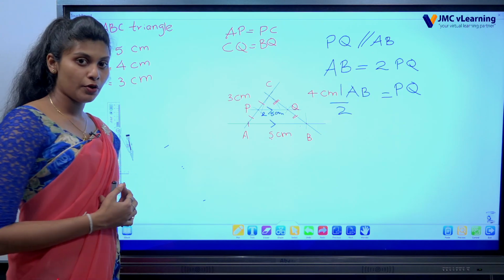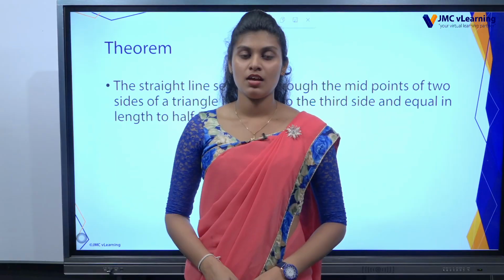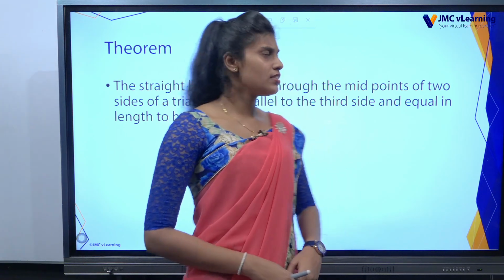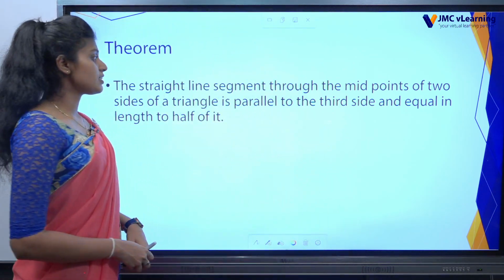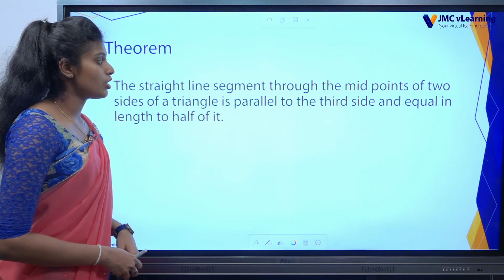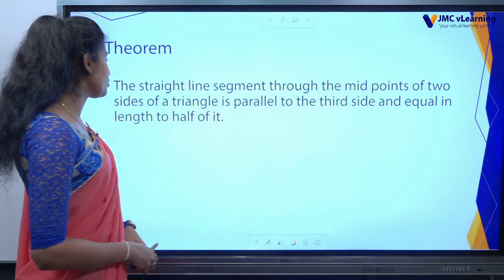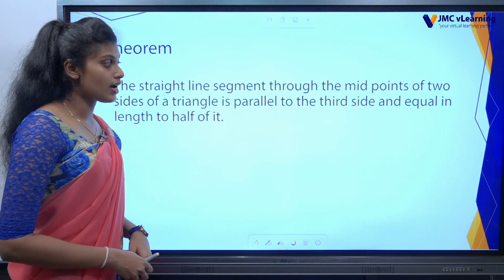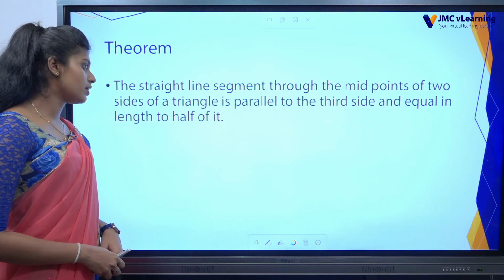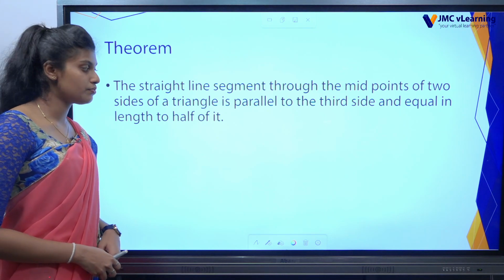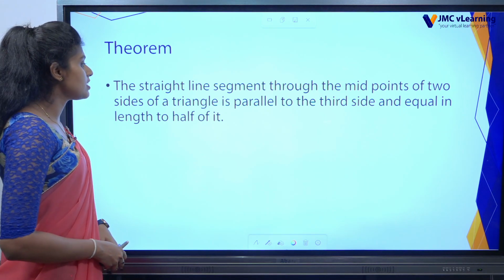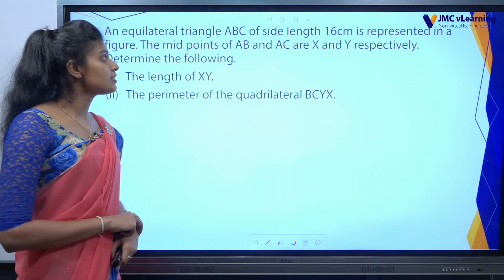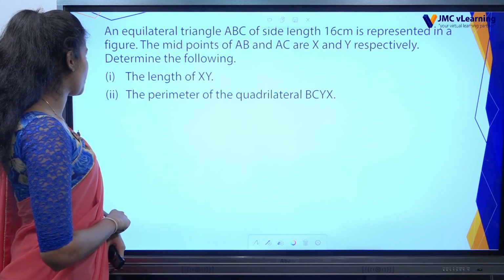This is the midpoint theorem. Now we have already learned the theorem. What is the theorem we have learned? The straight line segment through the midpoints of two sides of a triangle is parallel to the third side and equal in length to half of it. This is the theorem we learned. Using that theorem, let's simplify these sums.